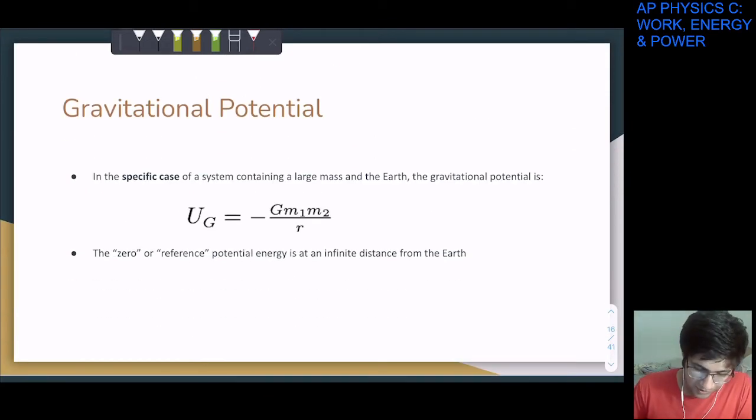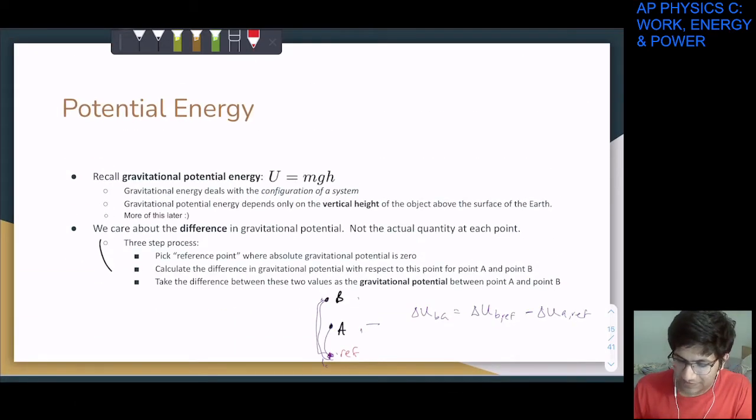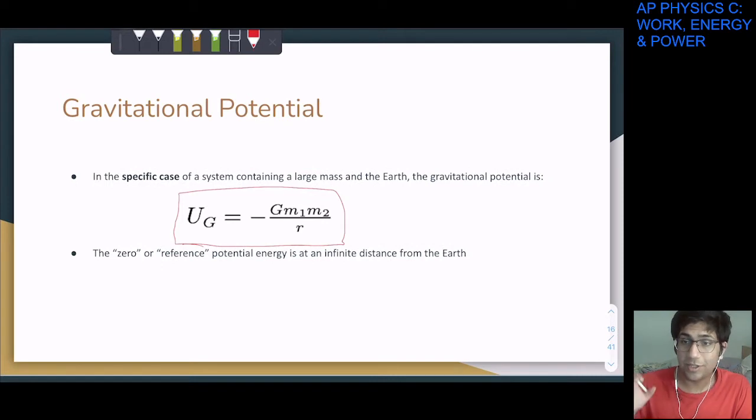Just to remember, if we have a system containing a large mass like the Earth, you'll see a question of maybe a satellite orbiting the Earth, or the moon and the Earth. These are very big objects. Then the gravitational potential is given by this. We can't really use our approximation anymore because now we have celestial bodies that are a lot bigger. And the zero, or reference, potential energy is at an infinite distance from the Earth.